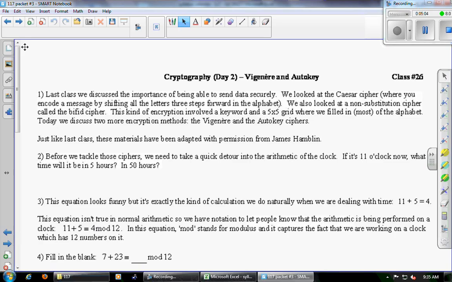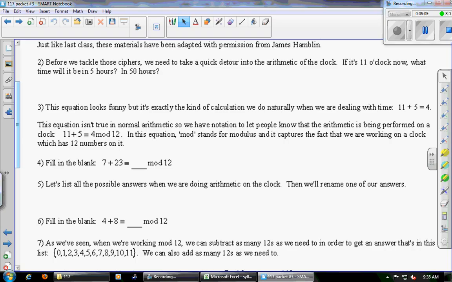Today we will discuss two more encryption methods, the originator and the auto. Great, thank you. And again, giving credit where credit is due, this is adapted from stuff that was created by James Hamblin. You can find it all online. Okay, number two, Laura.